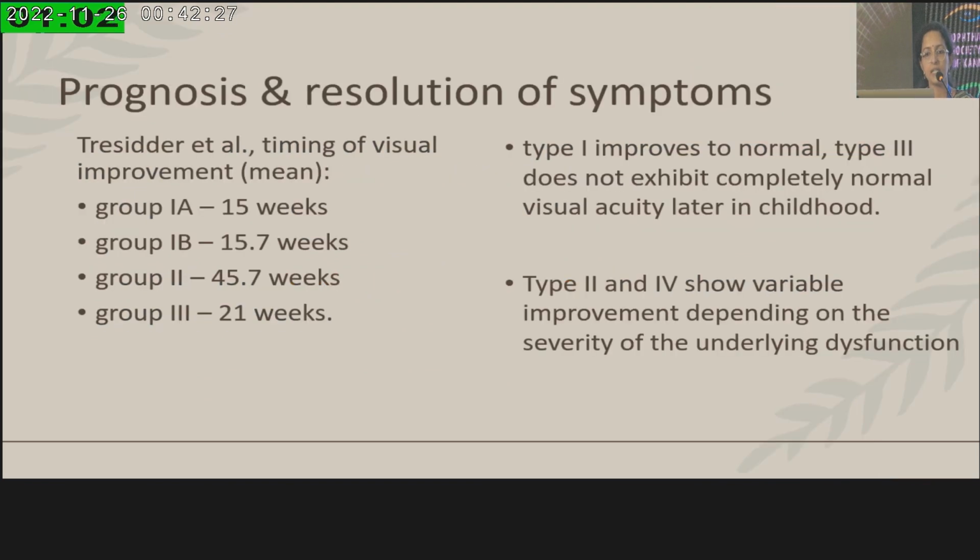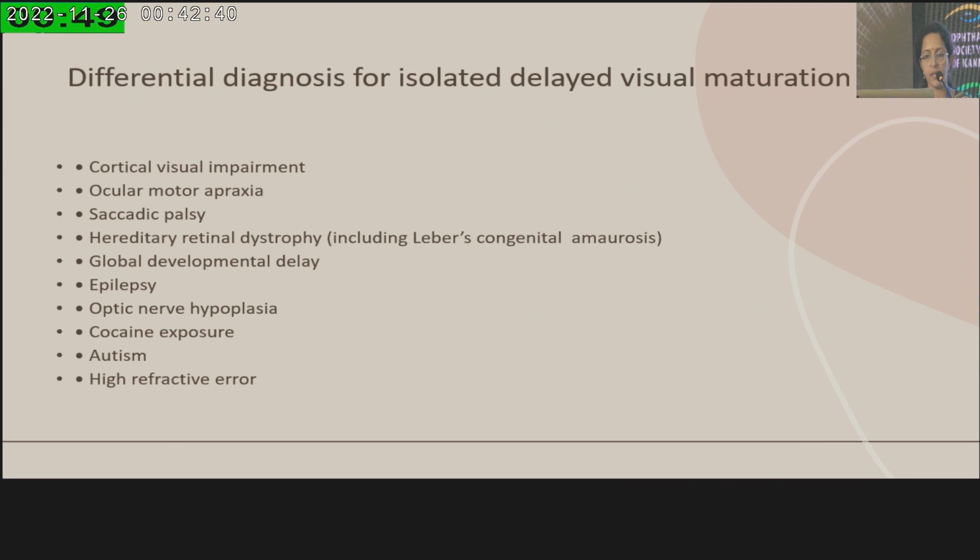So Treseder et al. has timed the resolution of symptoms in DVM. Each group takes different times for resolution of visual inattention. Type 1 shows complete return to normalcy. These are the differential diagnosis for isolated DVM.